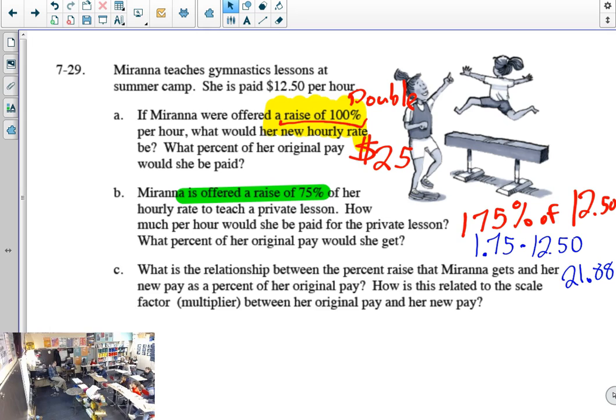So what C is getting at here is trying to get you to understand the scale factors we're using. If you start getting more than what you had, we're going to have to multiply by more than what? If you get more than the original, more than one, right? Because if you have more than what you started with, you've got more than one. If you have less than what you started with, like the bed in the first problem, you're multiplying by less than one, like 0.4, 0.6, something like that, because your price goes down. But if something's going to go up, it's more than one, so here, 175% becomes your 1.75.